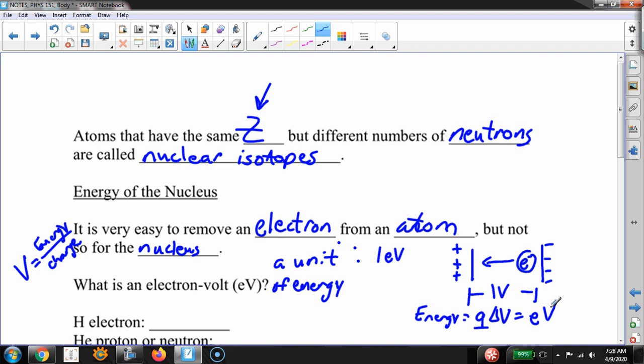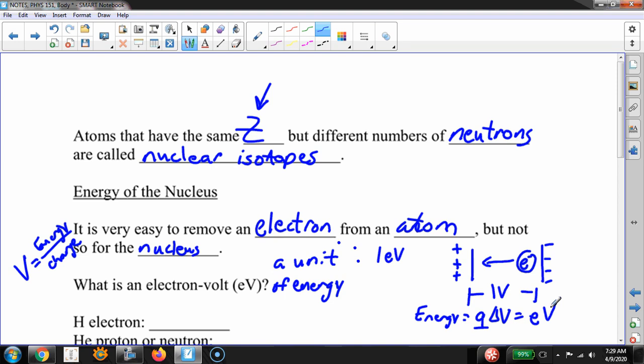So that's where I get the term eV. It's an electron, the fundamental unit of charge, times 1 volt. And an eV is the energy that an electron gains when it goes across a potential difference of 1 volt.